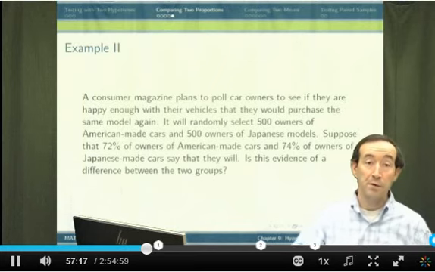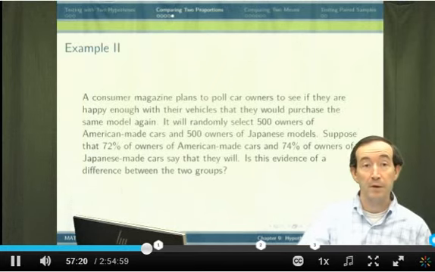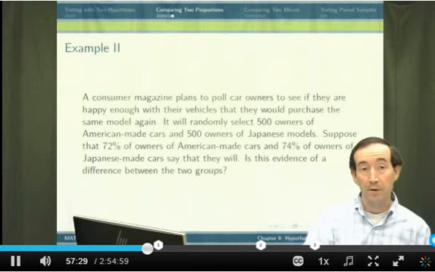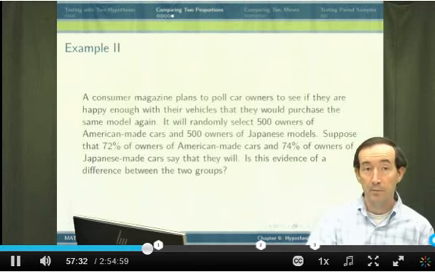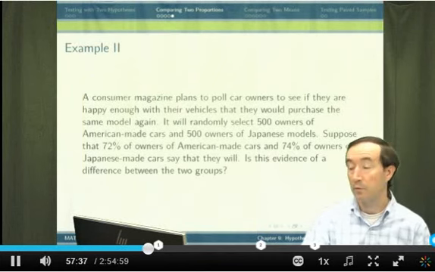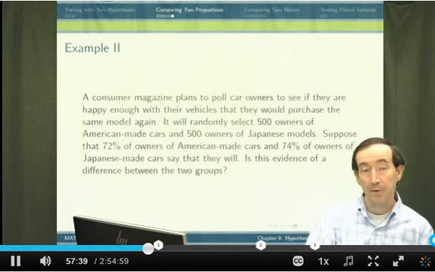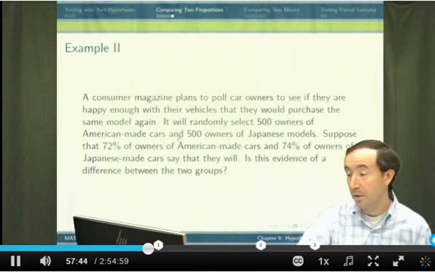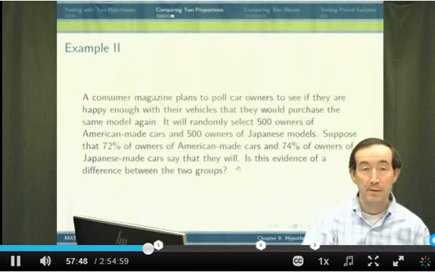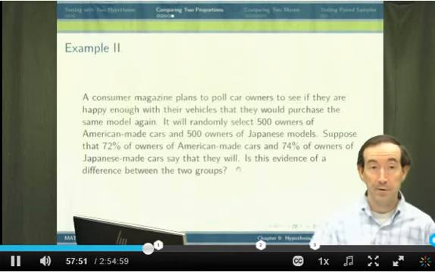So, in order to do this, we have two separate groups. We're trying to test whether they are different. This is a hypothesis test for two proportions, for the difference between two proportions. And so what we'll do is our null hypothesis will be that the difference is 0. That is, that the two groups have an equal likelihood or equal expressed preference for buying the same model again. And we'll compare the difference that we see here, the 72% among this 500 and the 74% among this 500, to see whether that's enough to conclude that in fact they actually are different.